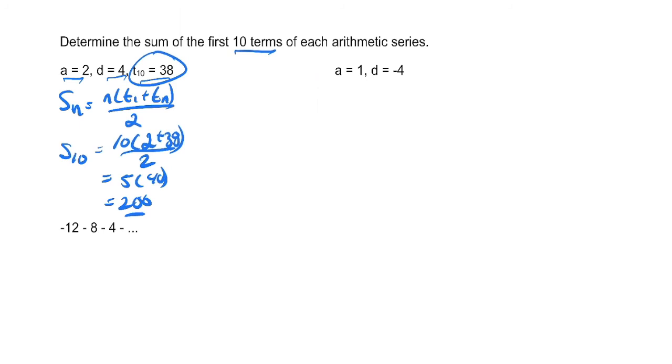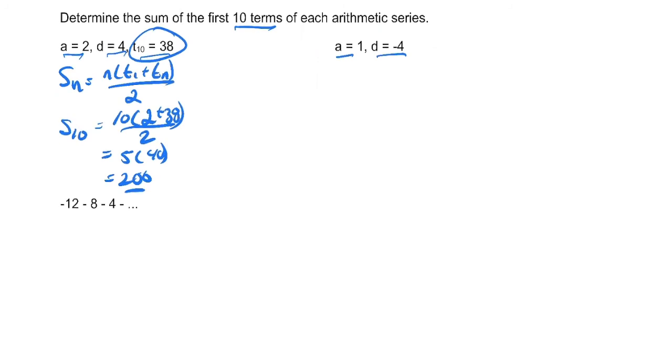The second one, here we're just given a of 1, the first term, and the common difference. Write a formula. So S of n is n times t of 1 plus t of n, all over 2. So we're still calculating for the 10th term. We don't know what that is, but we do know what n is. n is 10. The first term was 1.